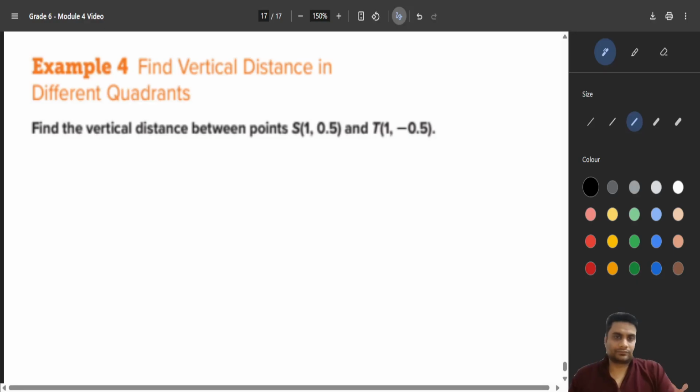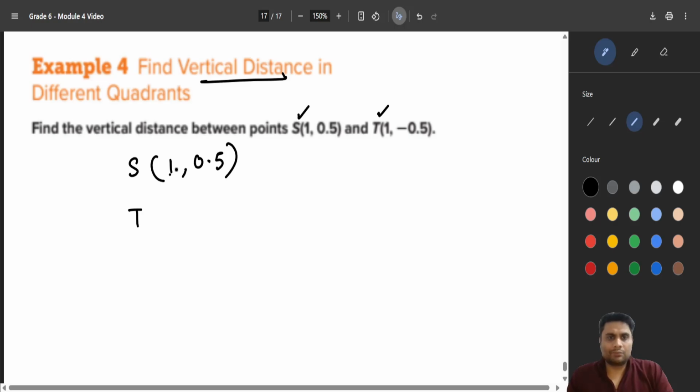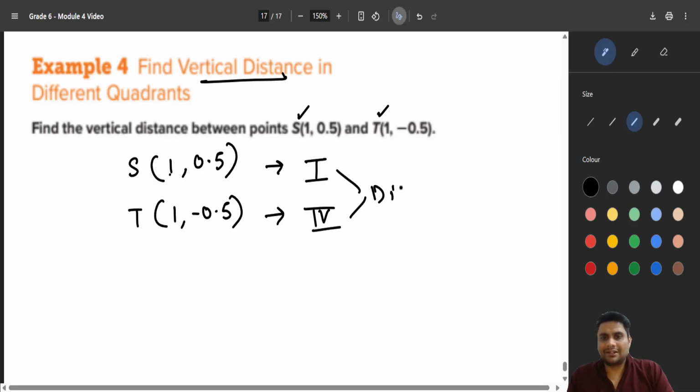Question number 4. See, again we have to find the vertical distance. No problem. The rules are same. Write the 2 points S and T. S how much? 1 and 0.5. See, both are positive. Both numbers are positive. Yani which quadrant? This is first quadrant. Yes. What about T? 1 and -0.5. Here the y coordinate is negative. When the y coordinate is negative, yani this is in the fourth quadrant. Now the quadrants are different. When the quadrants are different, it means we have to do plus.